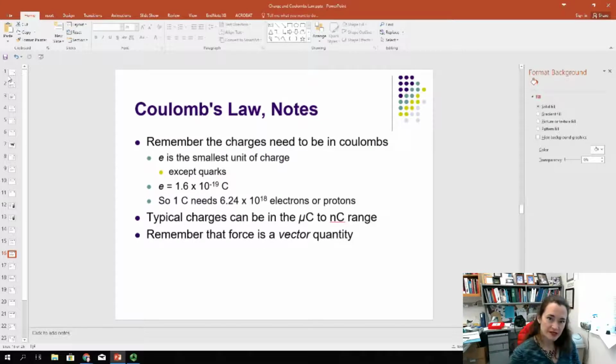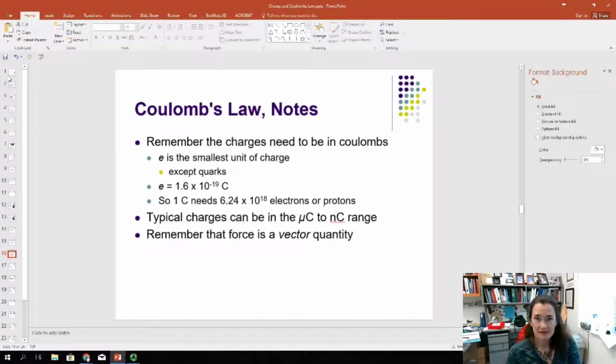Remember that when you plug into this law, if you want your force to be in newtons, and you're not using CGS units, for example, where you'd be looking for the dyne, then the charges need to be in coulombs. The Coulomb constant needs to be written as 8.99 times 10 to the 9th newton meters squared per coulomb squared, and the distance r needs to be given in meters.